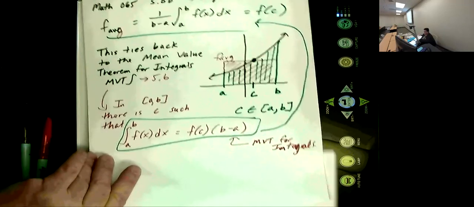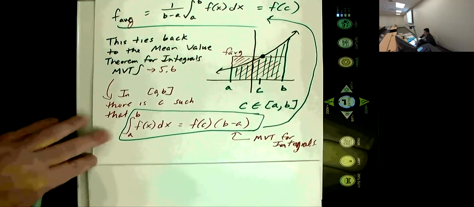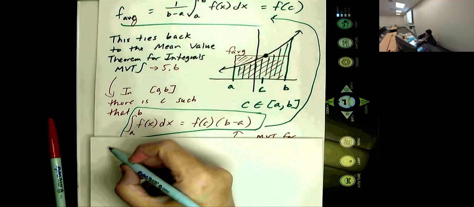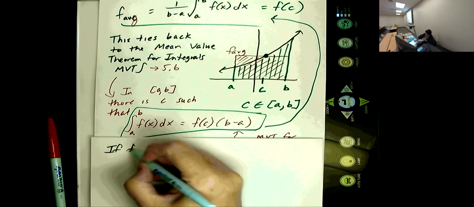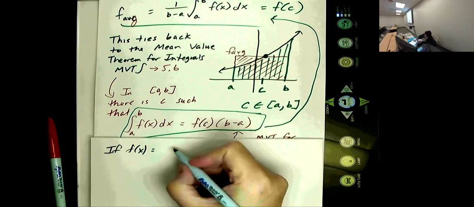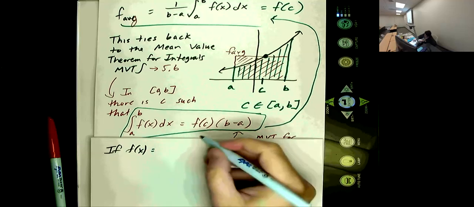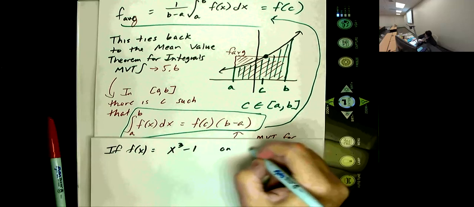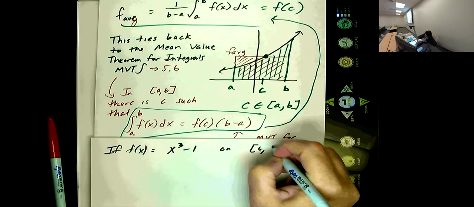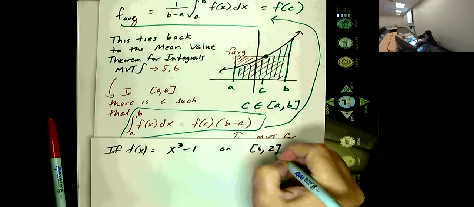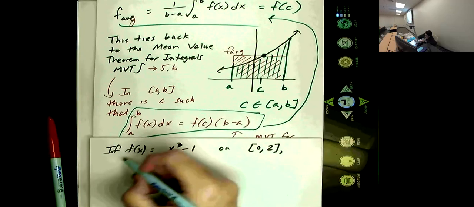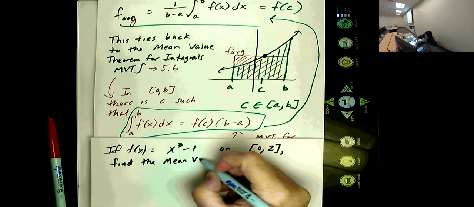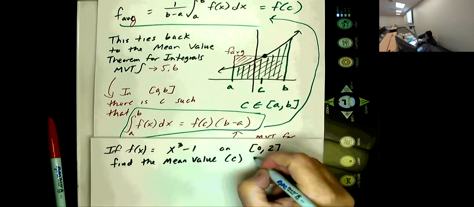I'm going to give you guys a little exercise to do with this, because there's a problem like this on the exam. So if f of x equals x cubed minus 1 on 0 to, let's not go too big, 2. Find the mean value guaranteed, the C guaranteed by the MVT.